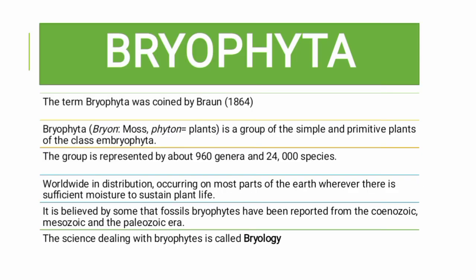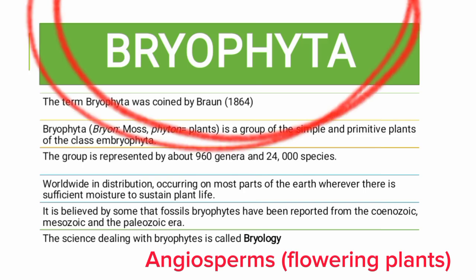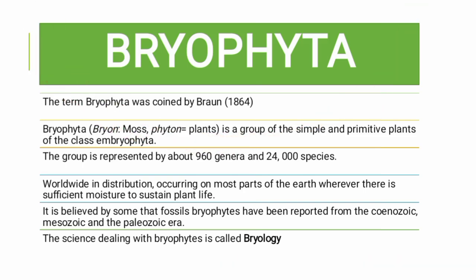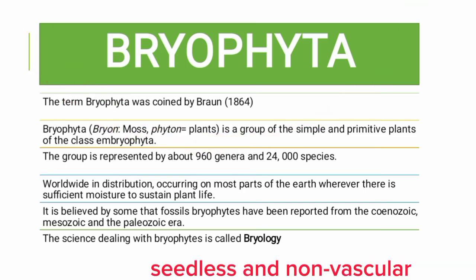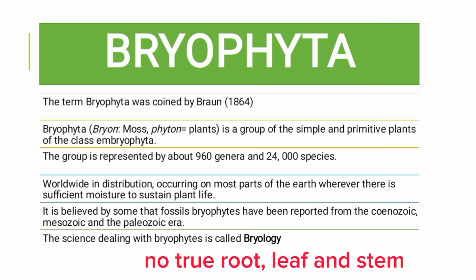All right, so we are going to go into the plant kingdom now. And for the plant kingdom, we have different divisions like the bryophytes, the gymnosperms, the pteridophytes, and the flowering plants, that is your angiosperms. But the bryophyte is a special type of plant. It's a seedless, non-vascular plant, meaning that it does not produce seeds and it does not have true roots, leaf, and stem.